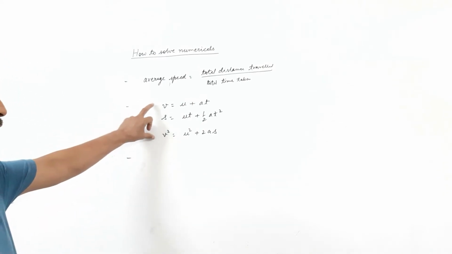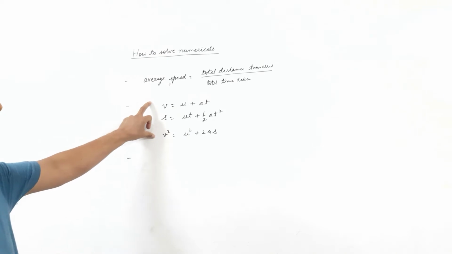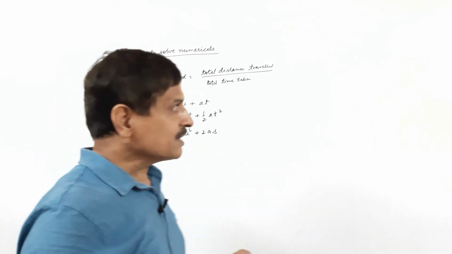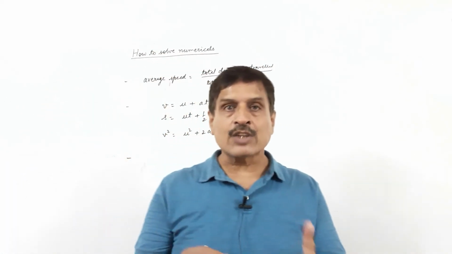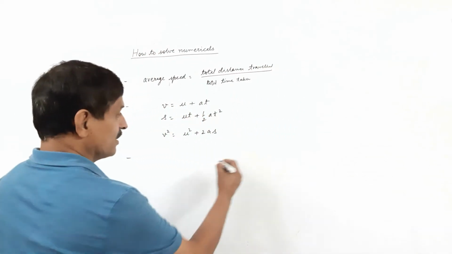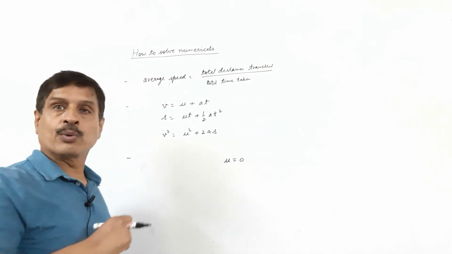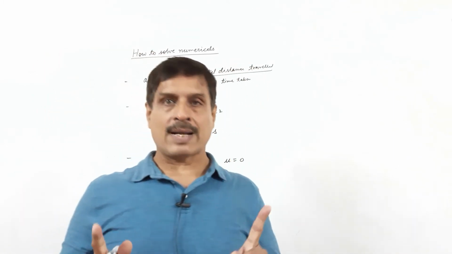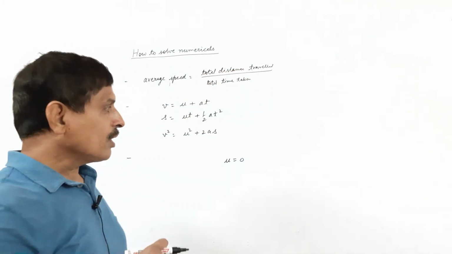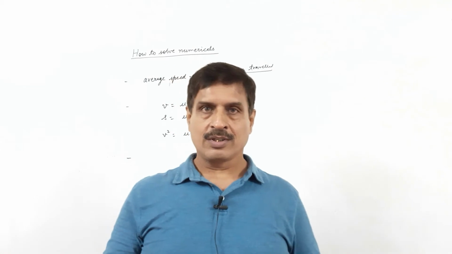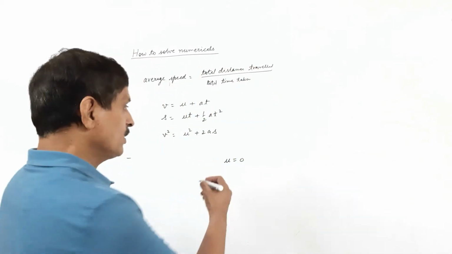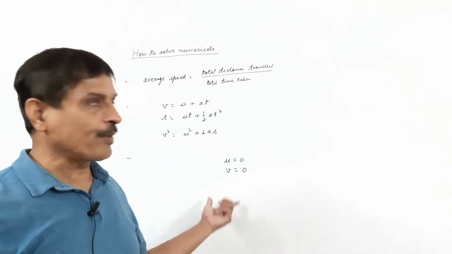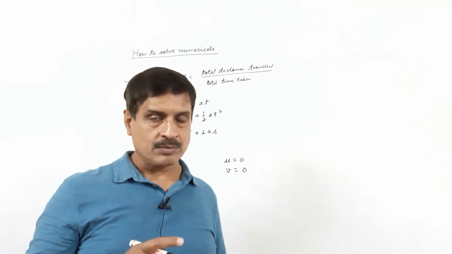While solving the numericals using the equations of motion, if it is given that a body starts from rest, in that case the value of u is equal to 0. That is, initial velocity is 0 because the body has started from rest. Secondly, if a moving object is stopped, it means its final velocity v becomes 0. So this information will be obtained from the numerical given.